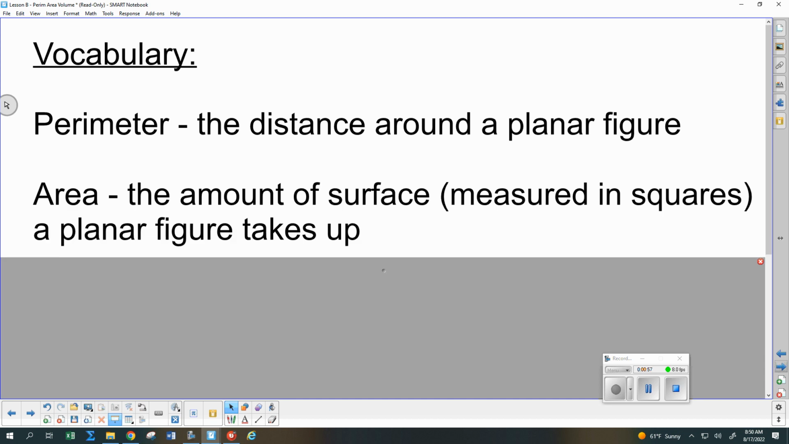So perimeter is for a 2D shape. Area is how many squares it takes to cover that 2D shape. So the hallway is a good example. I think those tiles are each 12 inches by 12 inches, so each tile is 1 square foot. So if we counted up how many tiles are out there in this part of the hallway, we'd have the area of that part of the floor.